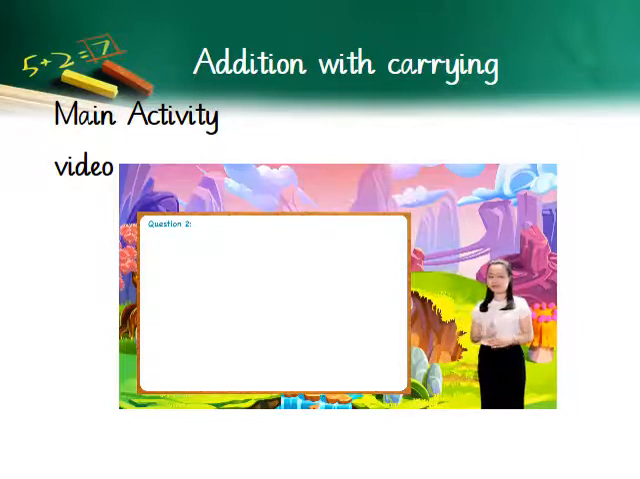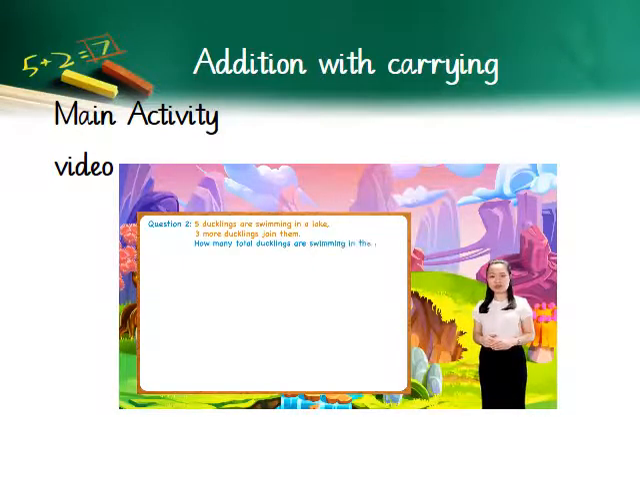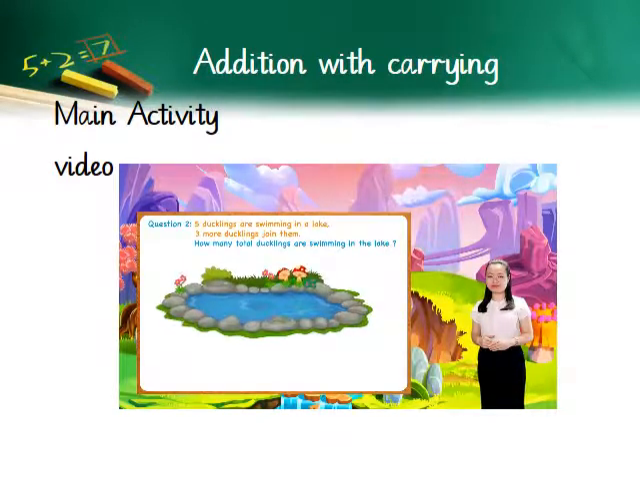Question 2. 5 ducklings are swimming in a lake. 3 more ducklings join them. How many total ducklings are swimming in the lake? I give you some time to find the answer by yourself.